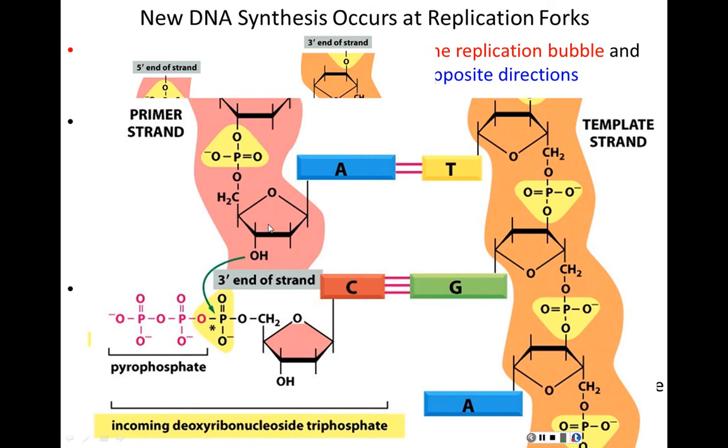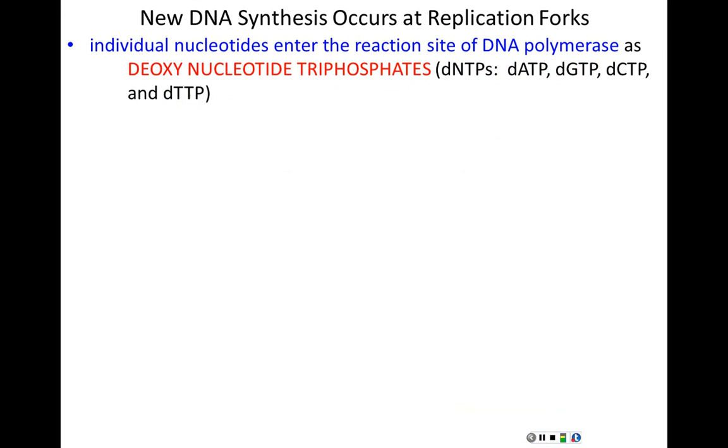Individual new nucleotides enter the reaction site of DNA polymerase as deoxynucleotide triphosphates. This is a general term used to represent all four of the bases of DNA. The abbreviation for deoxynucleotide triphosphates is dNTPs, but we are truly referring to dATP, deoxyadenosine triphosphate, the A's of DNA, dGTP, deoxyguanosine triphosphate, dCTP, and dTTP.